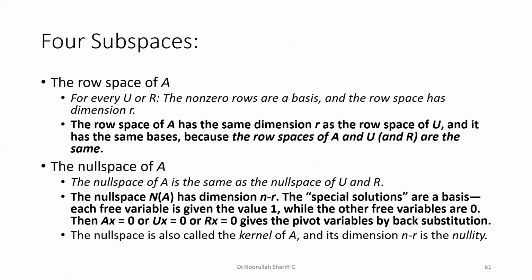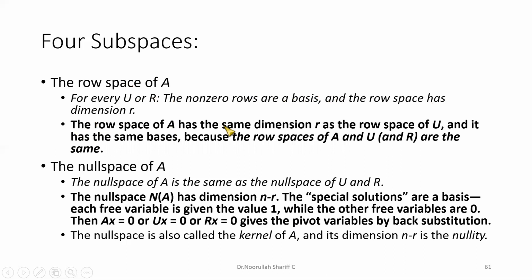The detailed description of the 4 subspaces is specified here. First, let us consider the row space of A. For every A, U is the echelon matrix and R is the reduced row echelon form. The non-zero rows are the basis. Leaving the 0 rows, if we take the non-zero rows, they form the basis, and the row space has the dimension r. This we already considered.